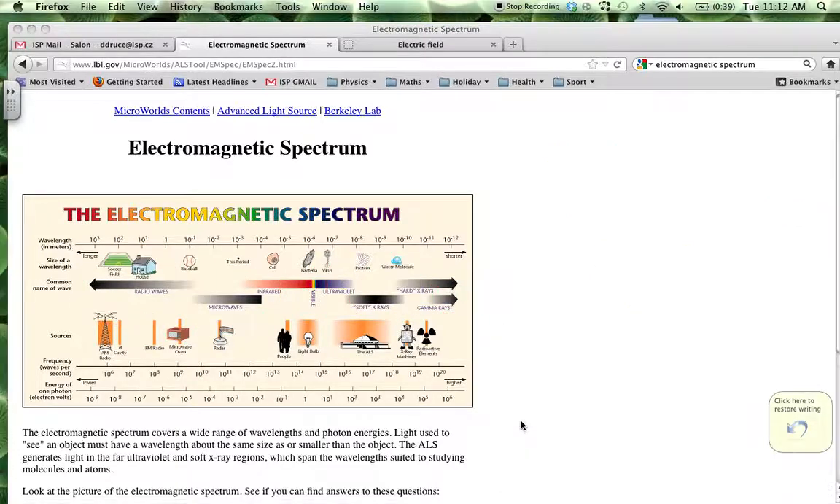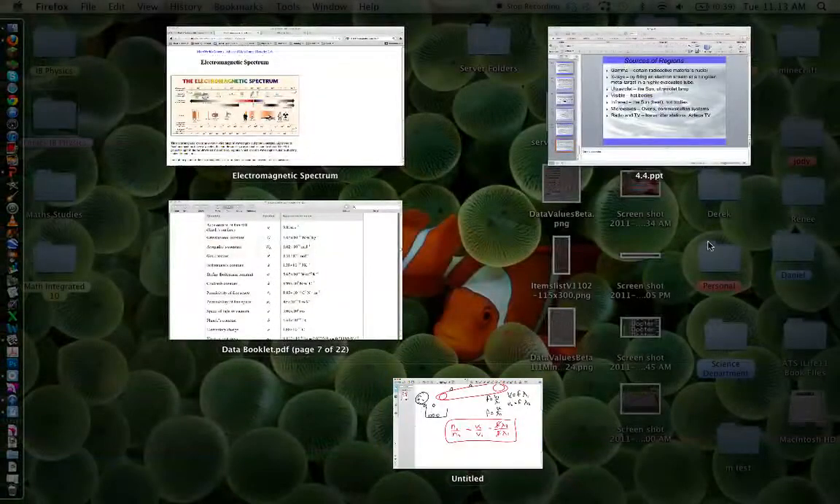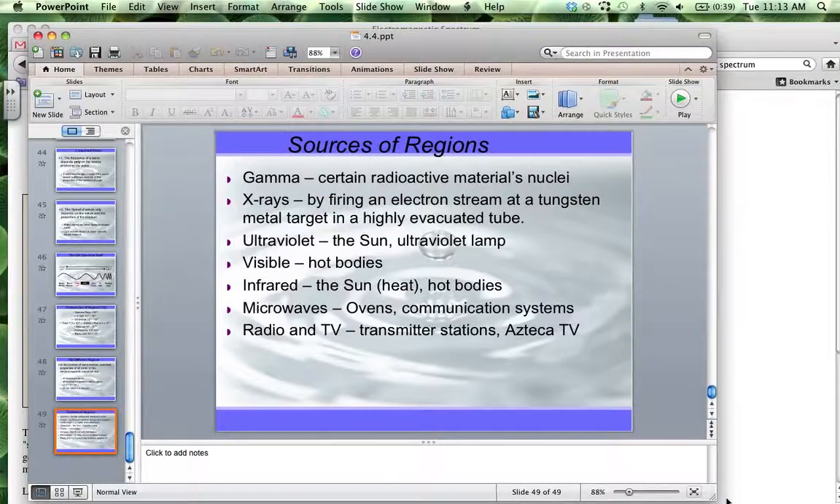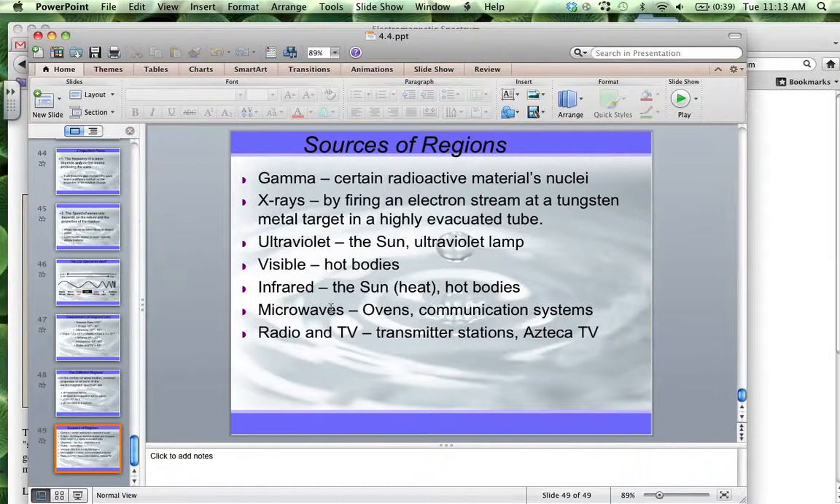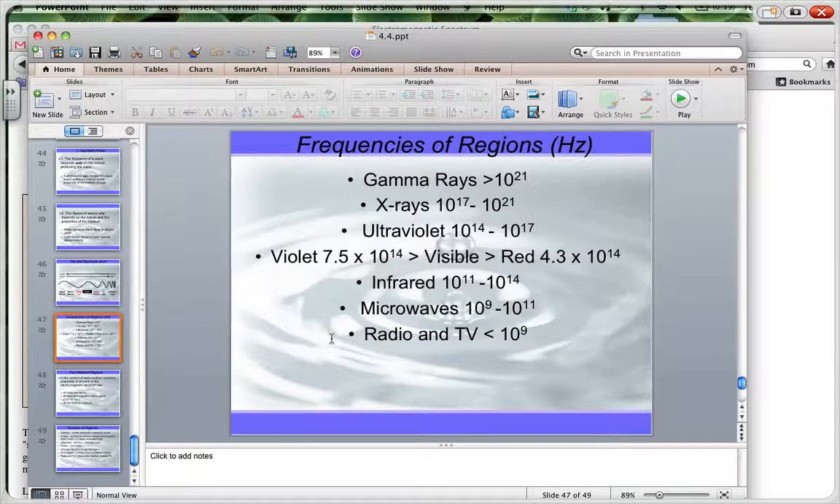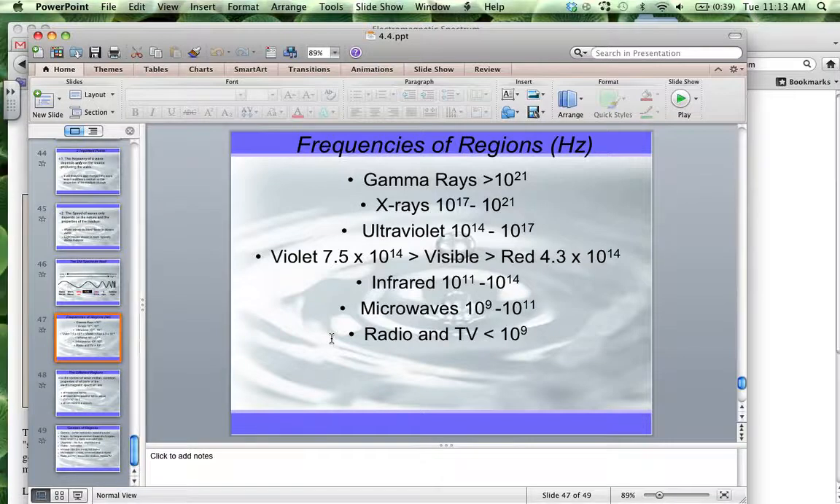Okay, so in the PowerPoint there's some stuff on that, I think. Yeah, there's a PowerPoint which is on the website with some information on it. It gives some of these values. Here it's giving us in hertz. So radio and TV is less than 10 to the 9. You can work out the corresponding wavelengths for each one of these. But you've got to have an idea of those wavelengths.